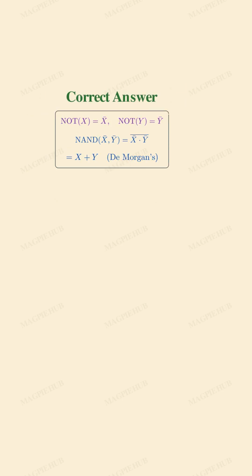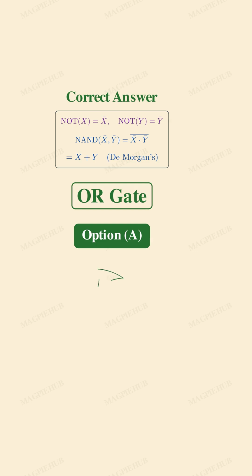The circuit is equivalent to an OR gate. Starting from X and Y, the NOT gates produce X bar and Y bar. The NAND of these inverted inputs gives NOT of X bar and Y bar, which by De Morgan's theorem is X plus Y, that is, X or Y. The correct answer is option A, OR gate.